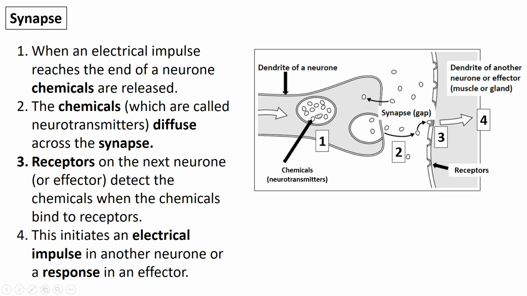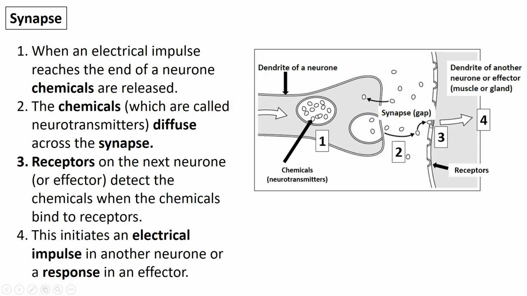You'll see the chemicals are first of all stored in these tiny vesicles that are in the cytoplasm of the neuron. And these chemicals are released when an electrical impulse passes through the neuron. The chemicals are released because the vesicles fuse with the membrane and they are released into the synapse or the gap where they will diffuse from a high to low concentration across the gap.